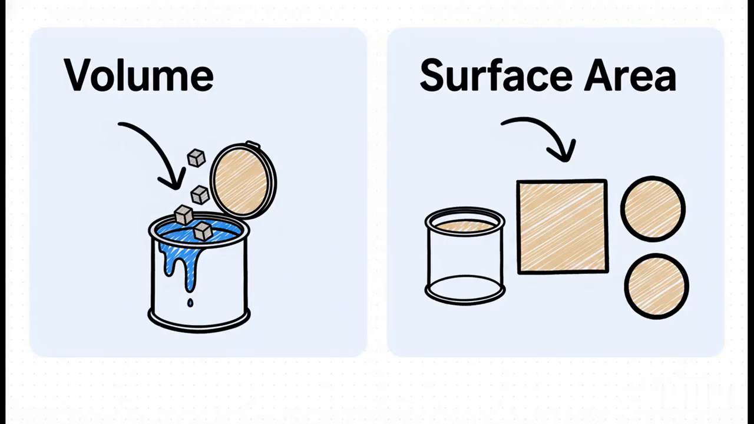Now, it is super important not to get volume mixed up with surface area. They're related, sure, but they are totally different things. Volume is the stuffing, how much stuff fits inside the box. Surface area is the wrapper, how much cardboard you need to make the box. Today, we're all about the stuffing.